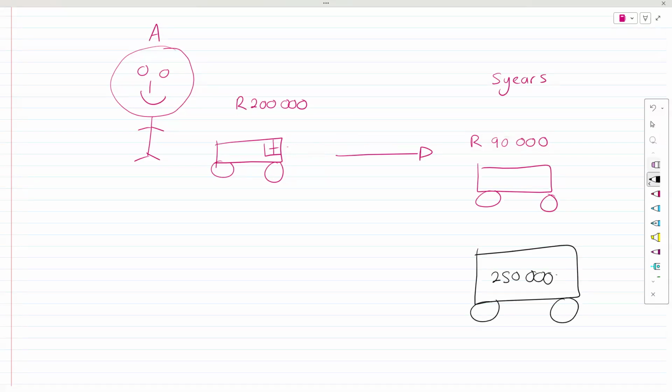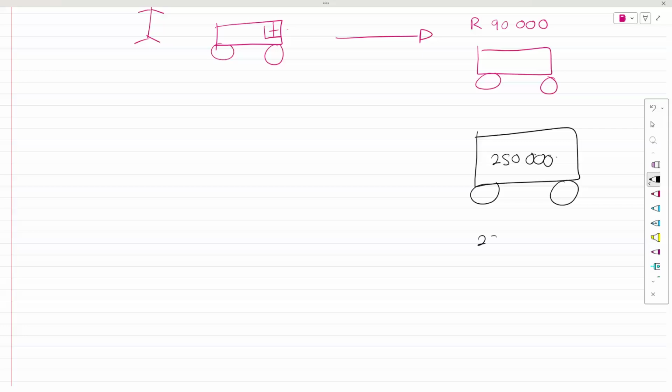So now I want to sell my old truck for 90,000, but I want to buy the new truck for 250,000. So that means I need to save 250,000 minus 90,000. That's 250,000 minus 90,000, and I need to save 160,000. So now I need to set up some sort of investment to make sure that in 5 years' time, I have 160,000 plus my van's going to depreciate for 90,000. And then I'm going to add those two together and I'm going to be able to get my new truck.